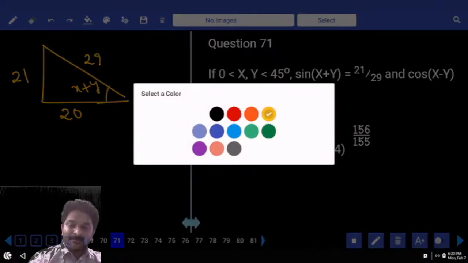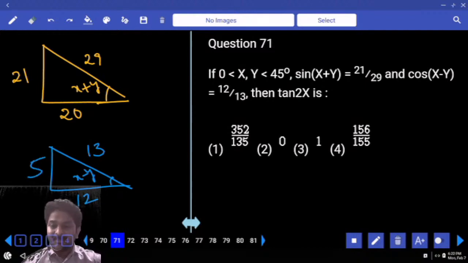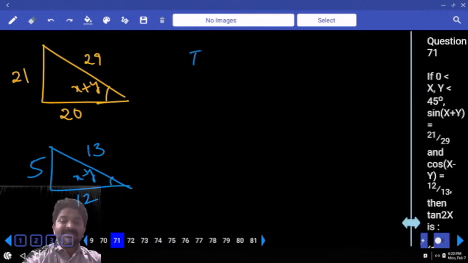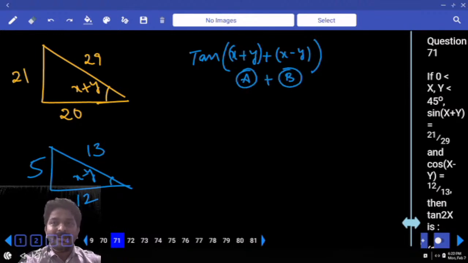Next, cos x minus y. Here also the angle is x minus y. 12 by 13, so base is 12, hypotenuse is 13, and the other side is 5. Now what is your question? Tan of x plus y plus x minus y, that is tan 2x only. So this is something like A and this is B. Now tan A plus tan B.